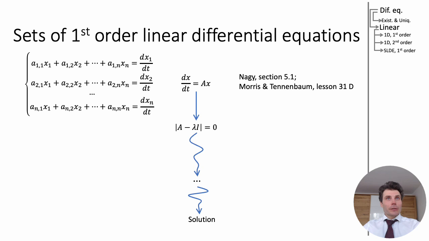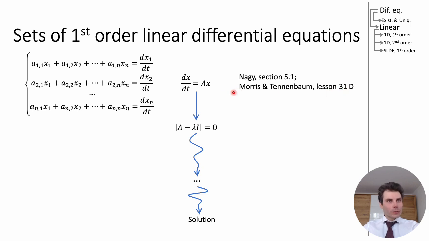A logical continuation of the former topic is the set of the arbitrary number of linear first-order differential equations. So here we have n unknown functions, x sub 1, x sub 2, x sub n, and they all are related to each other with a linear combination, with a weighted sum with certain weights. There is a method to study this system as well. The method is explained in Nagy section 5.1, in Morris and Tenenbaum lesson 31D.